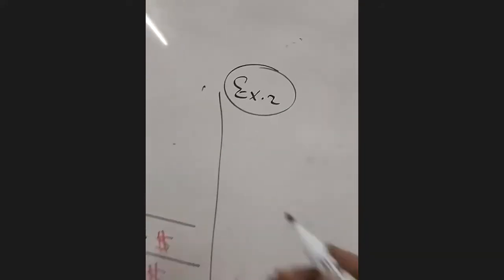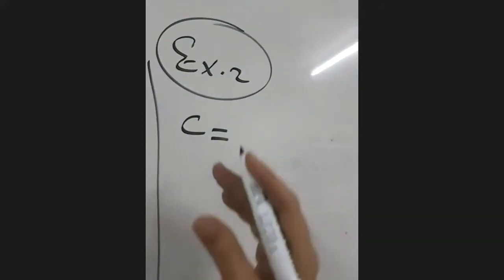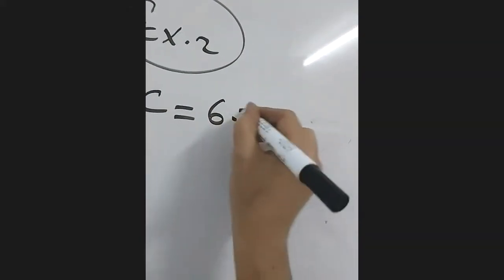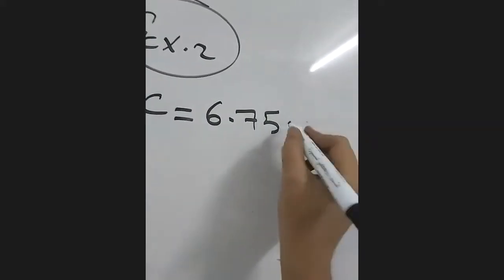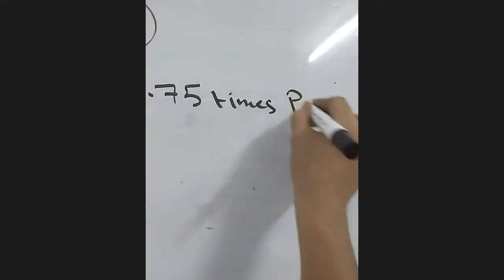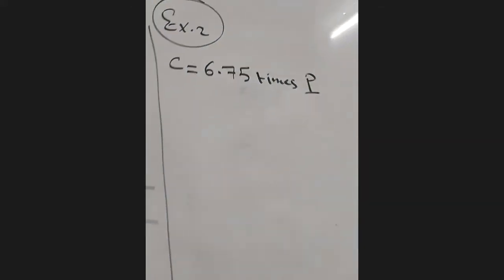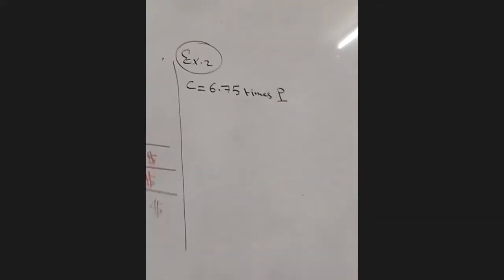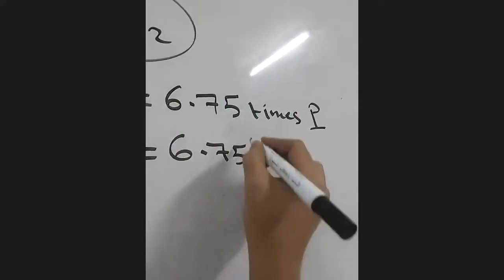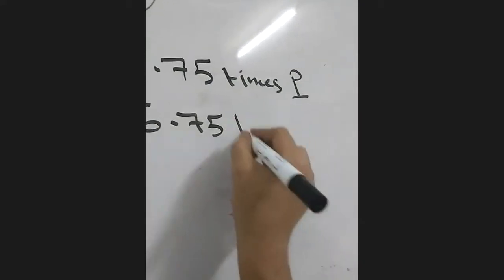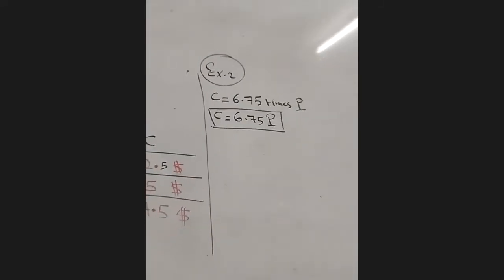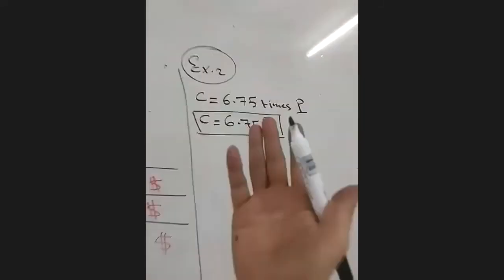The total cost C. To buy pizzas, C equal 6.75 times the number of pizzas, and they call it what? P. So C equal 6.75 multiplied by P, right? Yes. So this is the rule.